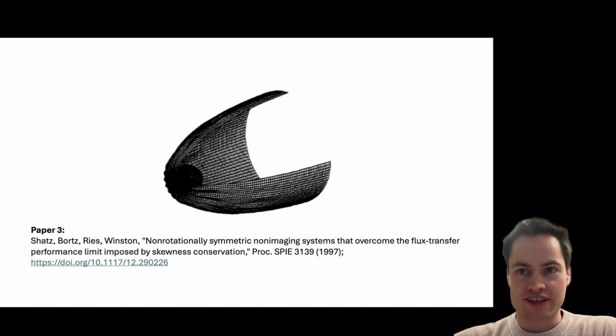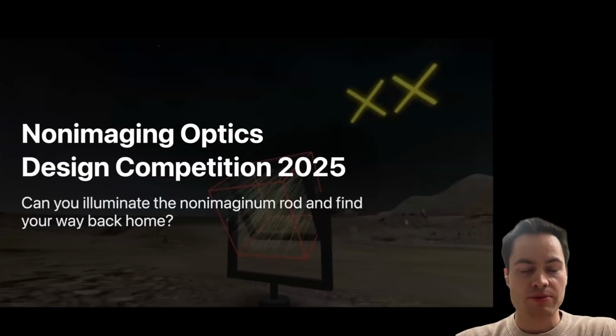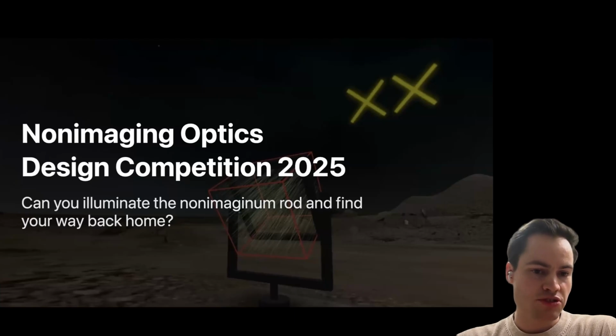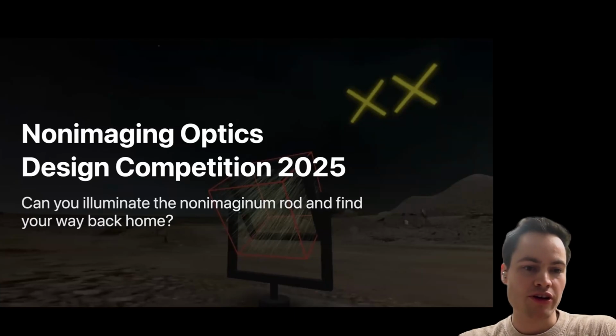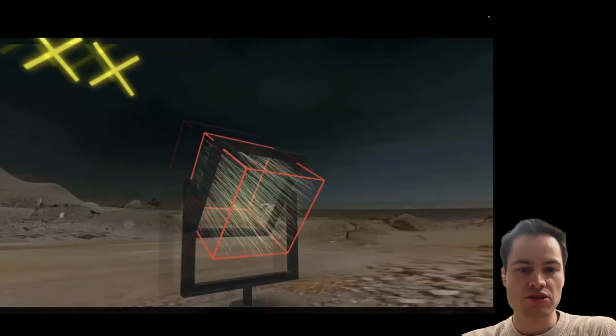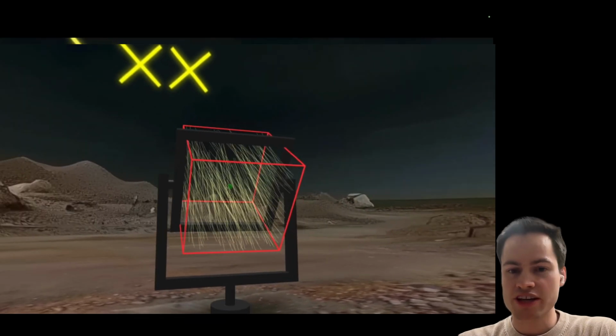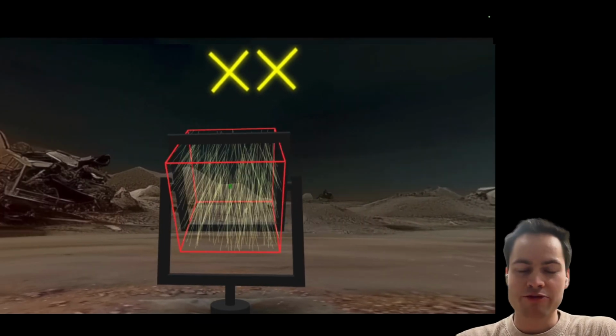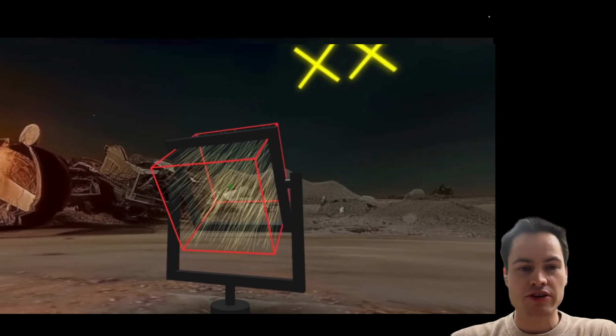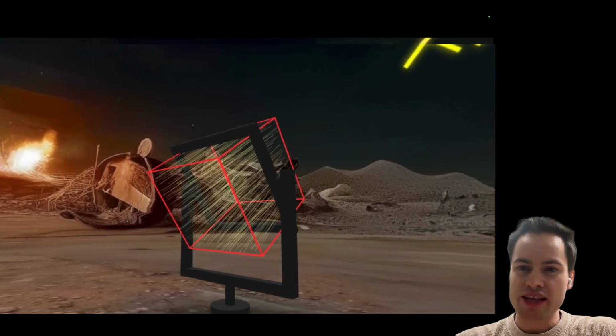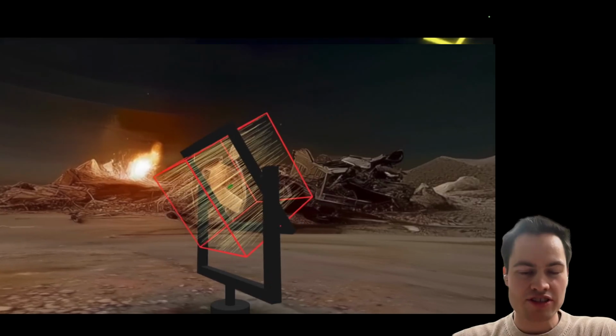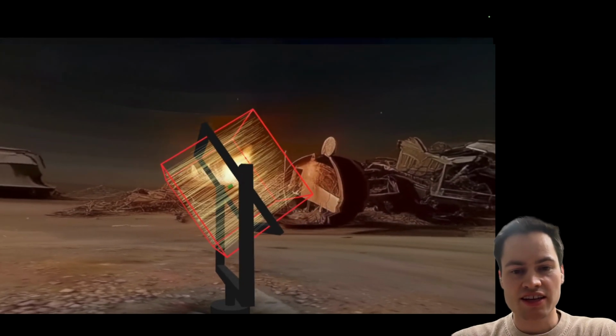And after that, I will go forward again 20 years to 2025 because we ran a design competition this year. The challenge was to illuminate a Nonimaging rod and find our way back home. Because the story was that this is in the future. You are exploring different solar systems, but unfortunately you crash landed on a planet. At this planet, the sun is not round like our sun. It's shaped like the letters XX.